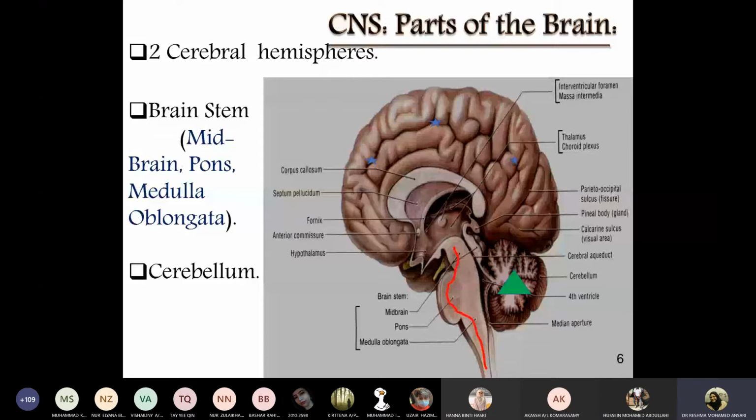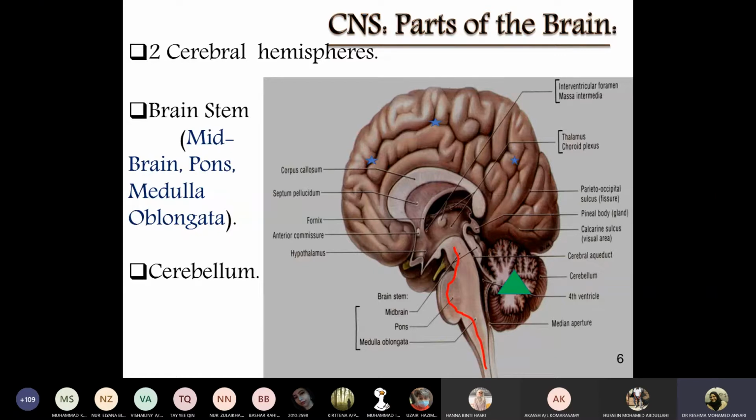Then the second part of the brain is the brain stem. The brain stem here I have shown by the red line. The red line at the top is actually the midbrain, and then it takes a deviation of a curve like that. That is called the pons, and then again a straight line, that is the medulla. Apart from that, we also have the cerebellum, which is very important for our balance and functions like that. That is indicated by the green triangle here.